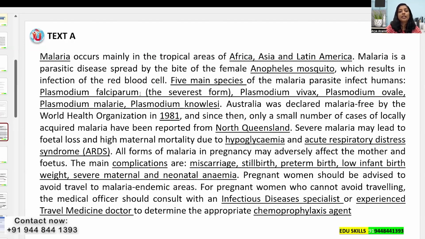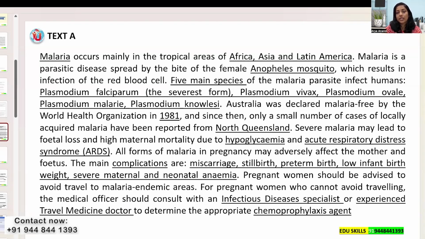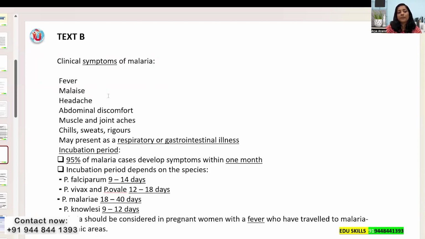Okay. Then you can move to the next text, text B, clinical symptoms of malaria. So in text A, what name can we give? It's like a description, right? Regarding malaria, the 5 main species they have mentioned. Then they have mentioned the complications, the maternal complications and the neonatal complications. So these are the things they have discussed in this particular paragraph. So you can just give a description, including complications. Overview. Yeah.